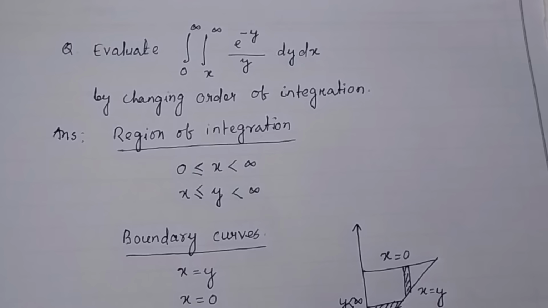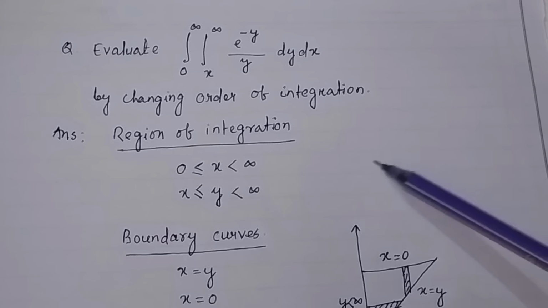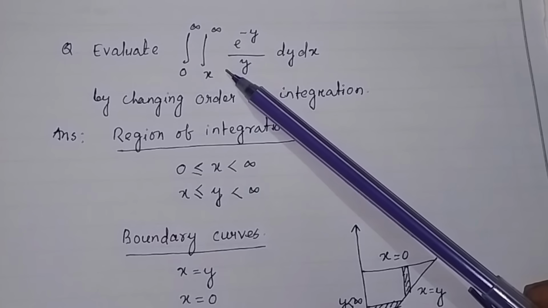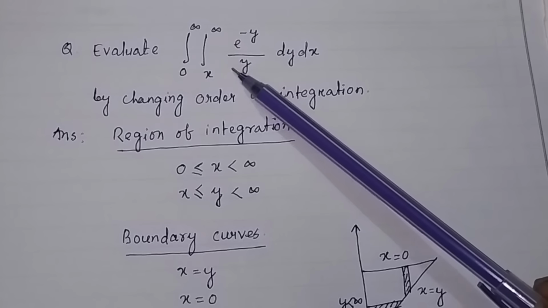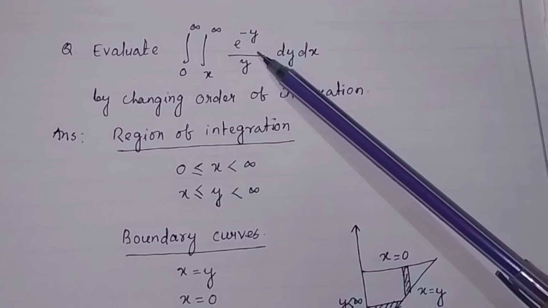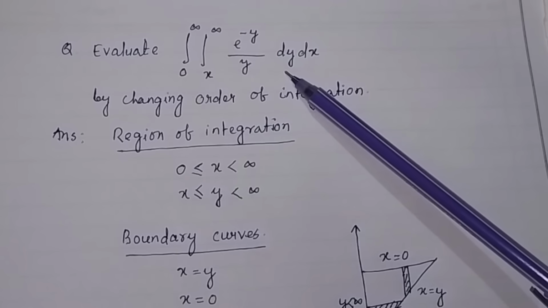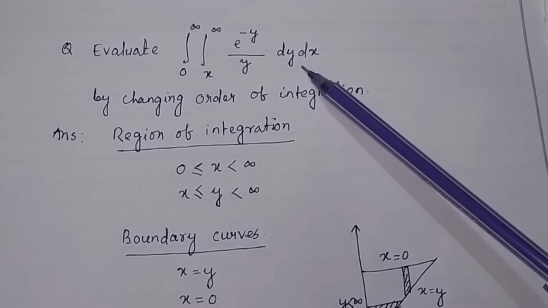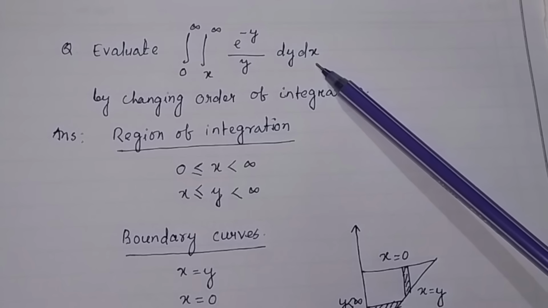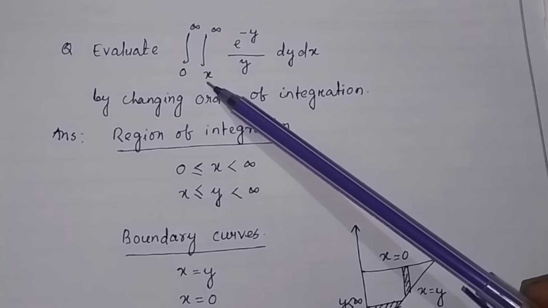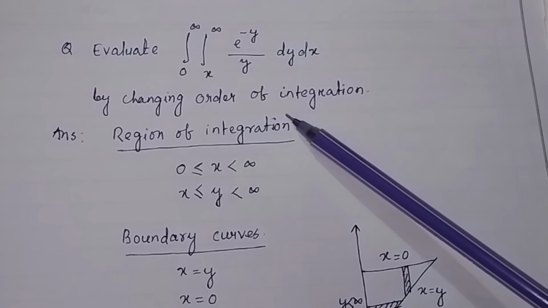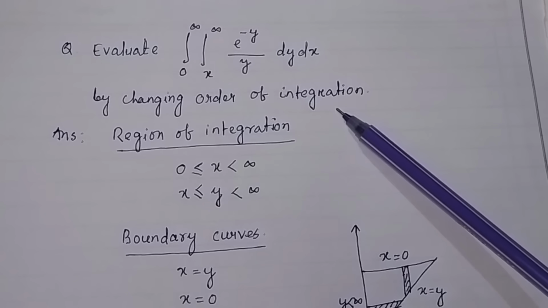Evaluate the given double integration, e to the power minus y divided by y dy dx, by changing the order of integration. So here you have the double integral of the function e to the power minus y divided by y, and the inner integral is with respect to y and the outer integral is with respect to x. And we have to find the value of this integration by using the change of order of integration.